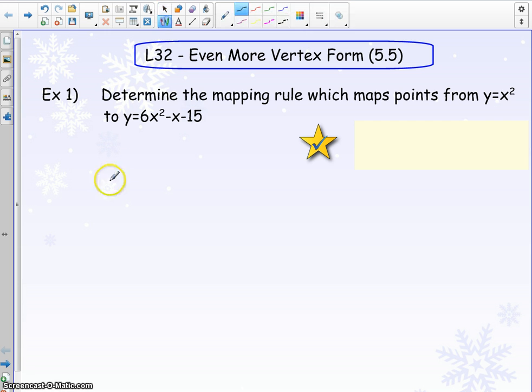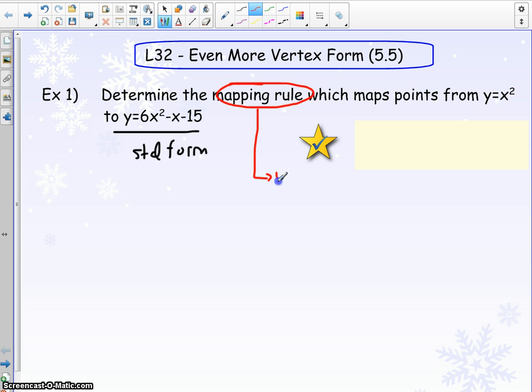First off, I'm giving you an equation, and this is in standard form. It doesn't tell us much, just the direction of opening, y-intercept, things like that. What we're looking for is the mapping rule. Remember from a few lessons ago, the mapping rule told us whether our vertex was shifted left, right, up, or down from y equals x squared, whether it was reflected, or whether it was vertically stretched or compressed. And that came from vertex form.